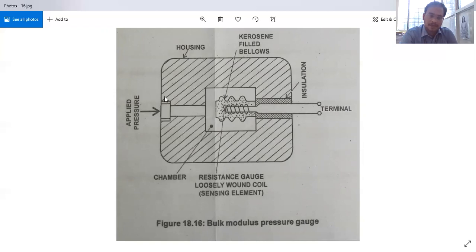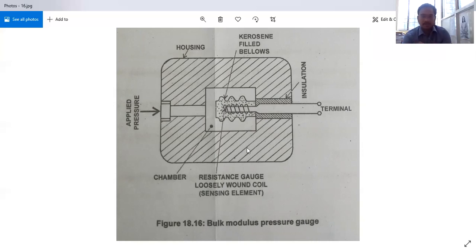Now coming to its parts, you are having a housing here. This is a kerosene filled bellow. This is a resistance gauge, a loosely wound coil, which is a sensing element, and this is a chamber here, and it is connected to the terminal. This is an insulation.